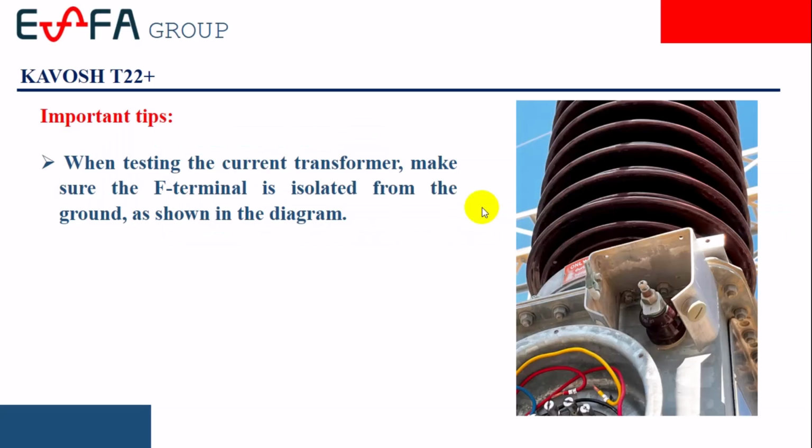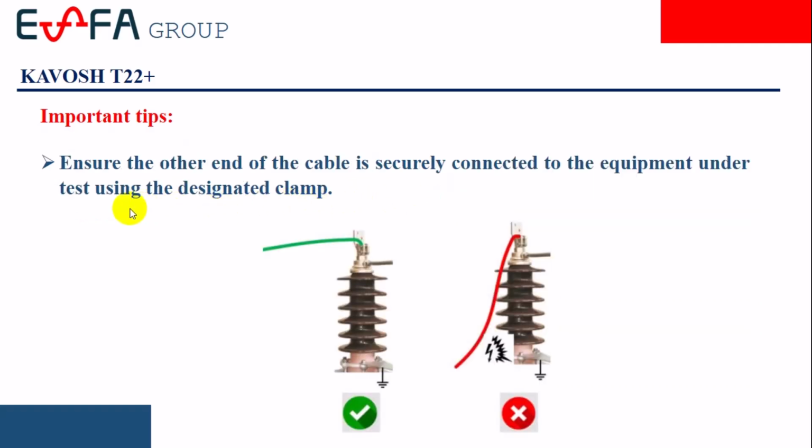Important tips. When testing the current transformer, make sure the F terminal is isolated from the ground. Ensure the other end of the cable is securely connected to the equipment under test using the designated clamp. Keep in mind that up to 50 centimeters below the clamp, the high voltage cable has no protective shielding, so this section must never come close to the ground.